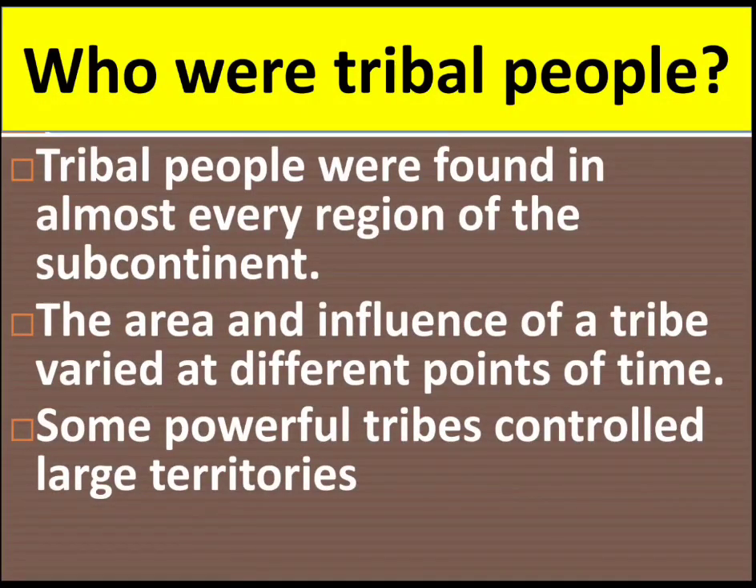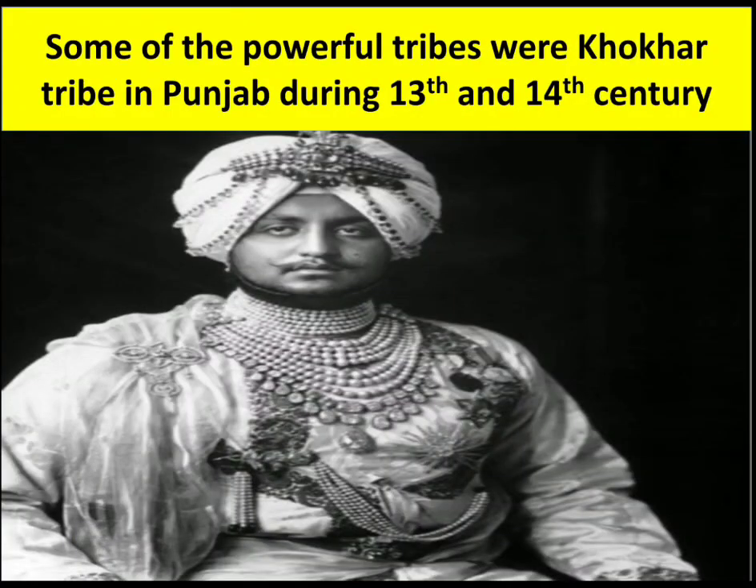Tribal people were found in almost every region of the subcontinent. The area and influence of a tribe were different at different points of time. Some powerful tribes controlled large territories and some used to control small territories. Some of the powerful tribes were the Khokar tribe in Punjab during the 13th and 14th century. It was one of the most powerful tribes ever to exist in our ancient India.